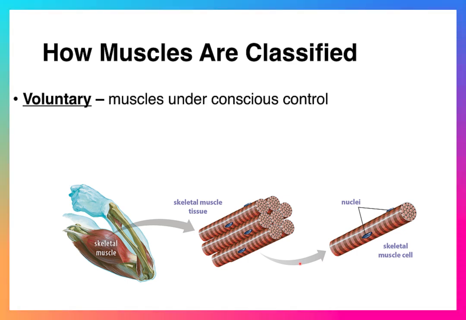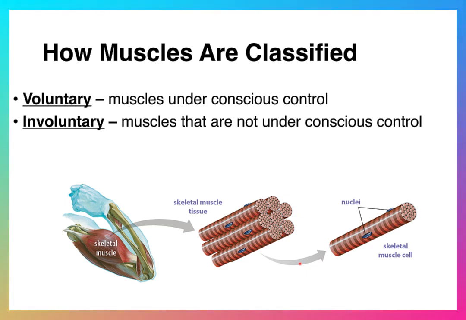These are muscles that are under voluntary or conscious control by the person, and they can think about movement and the movement occurs. An example is shown here, the biceps muscle in the arm. These are generally called skeletal muscles, and the cells associated with these are called skeletal muscle cells.